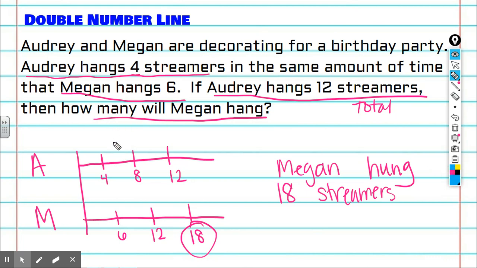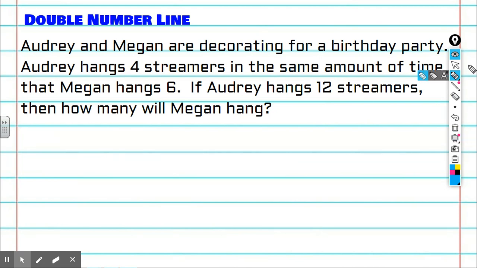Each time we're adding 4, adding 4. We know to stop at 12 because it tells us in the story problem. Each time Audrey hung 4, Megan hung 6, then plus 6 more, and finally another 6. This is a double number line.